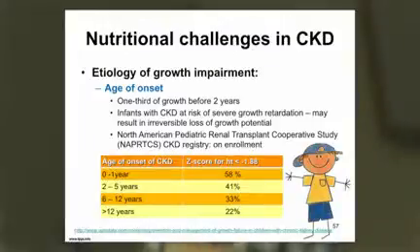One third of your growth happens before the age of 2 years. So the younger the child is, the higher the chance of growth impairment. Infants with CKD are at severe risk of growth retardation, and this may result in irreversible loss of growth potential. The North American Pediatric Renal Transplant Cooperative Study has a CKD registry, and on enrollment they found that in the age group 0 to 1 year, the z-score for height was below -1.88. That's what they considered as stunting. It's about 58%, whereas if you were older than 12 years, the chance of being stunted was about 22%.